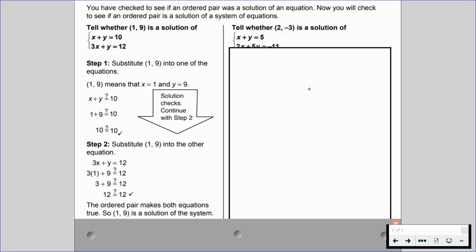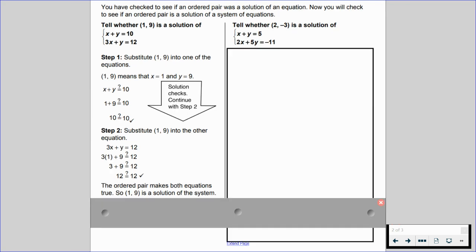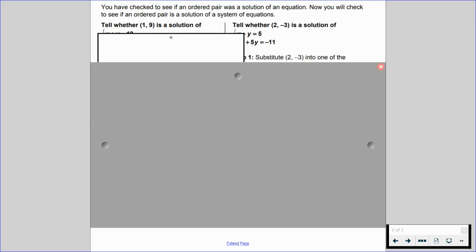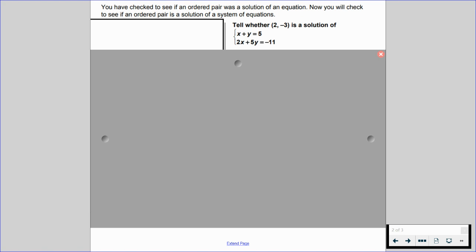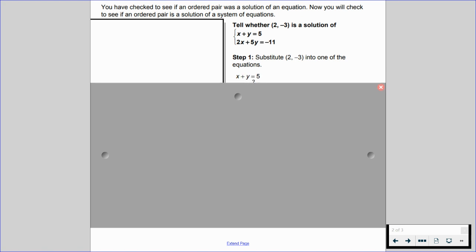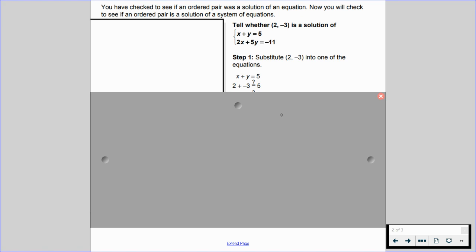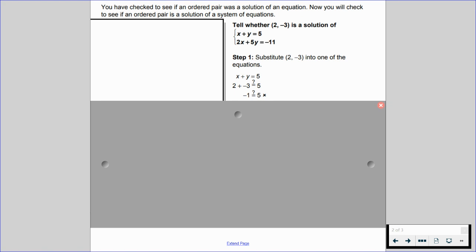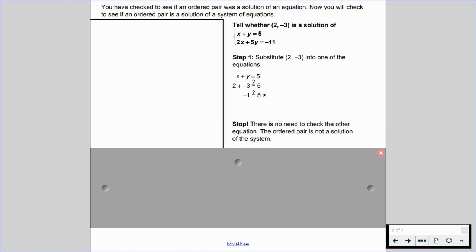Now on the right-hand side of our guided notes, we were asked to tell whether (2, -3) is a solution of this system. Let me transfer this over, that way it's not as visually confusing. So again, we're going to substitute (2, -3) into both of the equations. Let's choose the first one. We have x + y = 5, which means 2 + (-3) is equal to 5, and we know that's not true. We know that -1 is not equal to 5. So we can stop. We're done. There's no need to check the other equation.